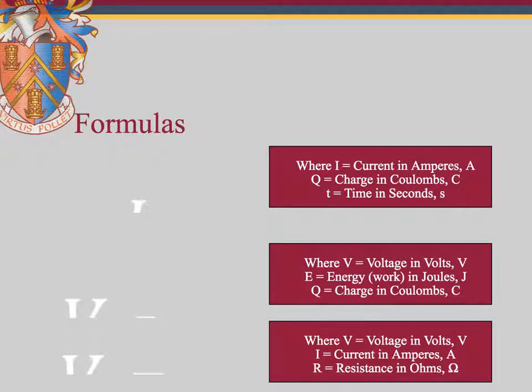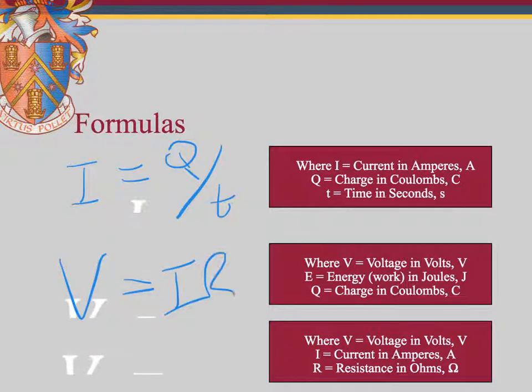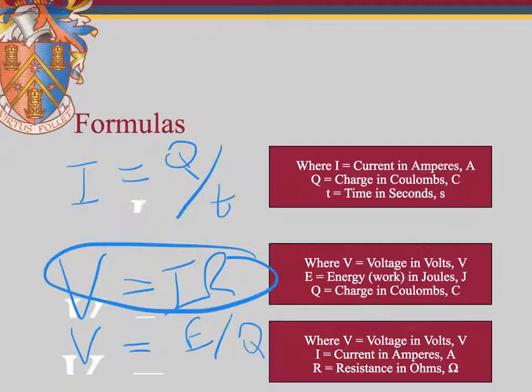Oh, the formulas didn't work. Okay, so the first formula here is I equals Q over T, and that's the rate of flow of electric charge, that's your current. Then you've got V equals IR, and the last one here, V equals E over Q. This one here is what we just talked about before. If we increase the voltage, we will increase our current. If we keep the voltage the same and we increase our resistance, then current must decrease to keep voltage the same.